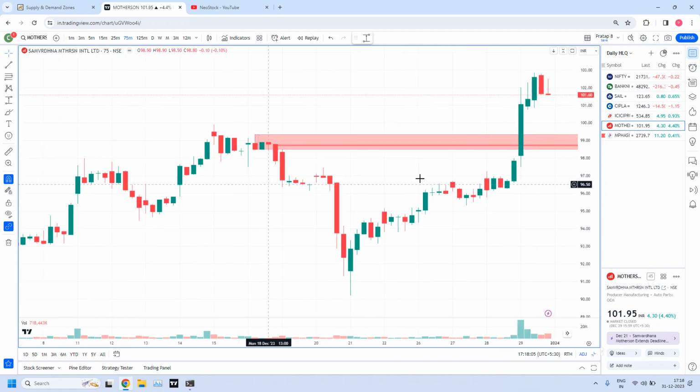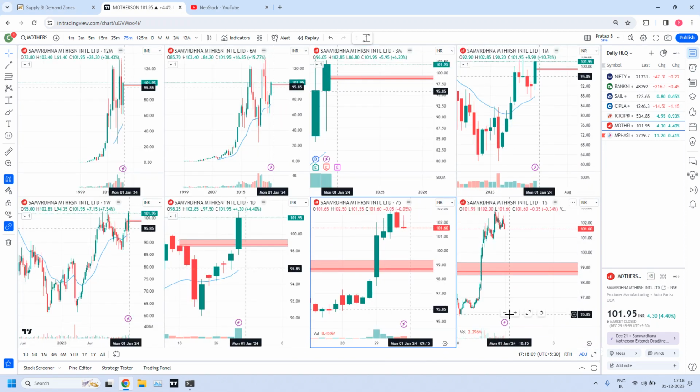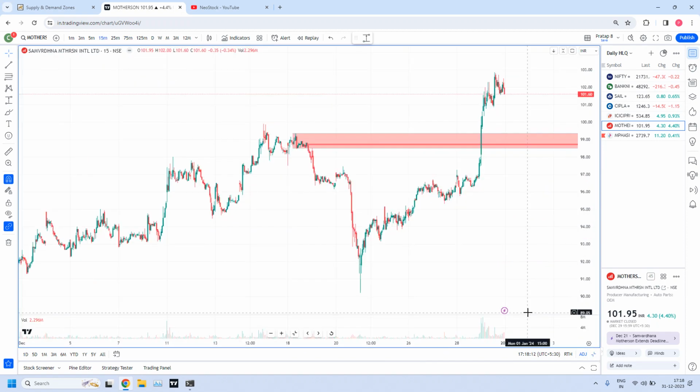The supply zone is violated. We have fine-tuned inside this. Let me show you. Actually, trade is executed, but we didn't get the profits. The stop loss is hit.